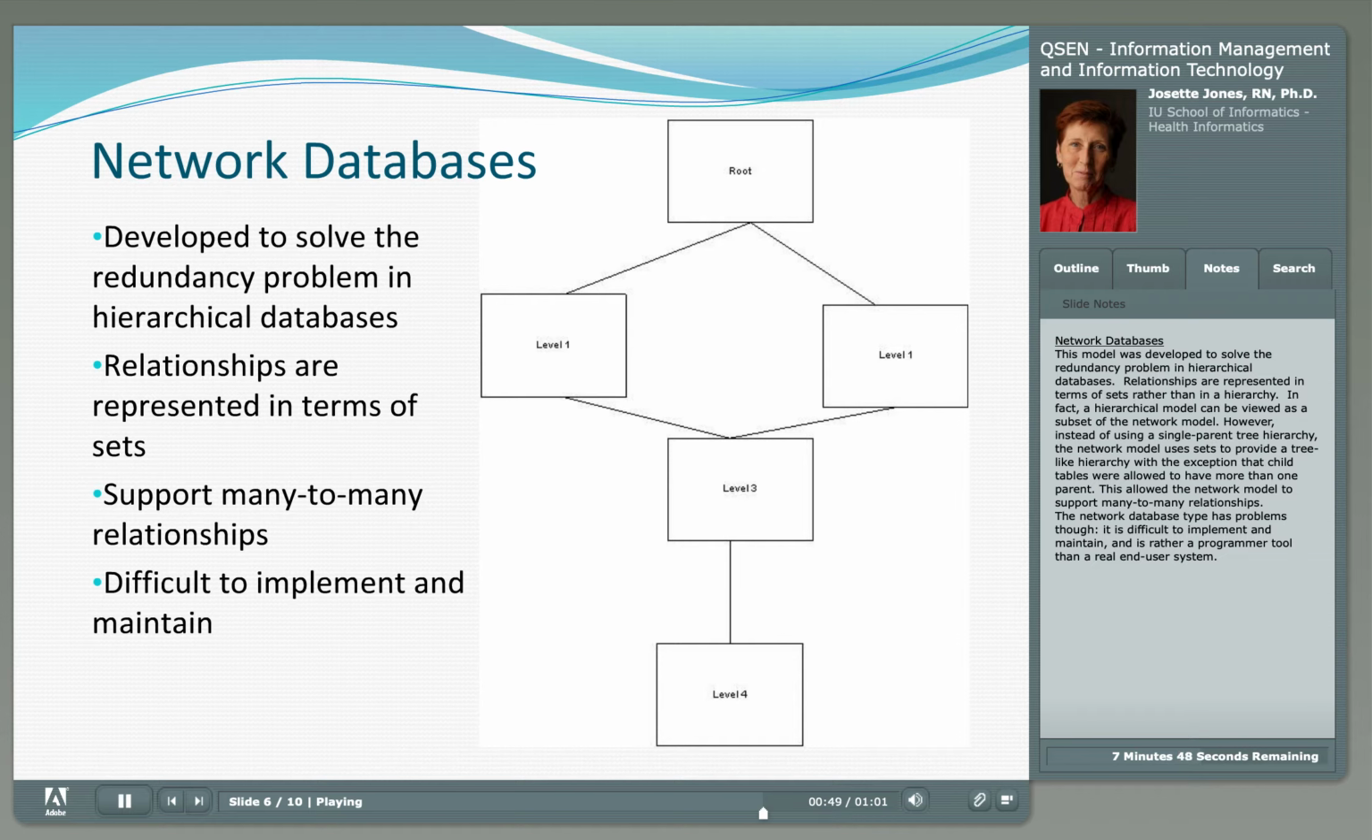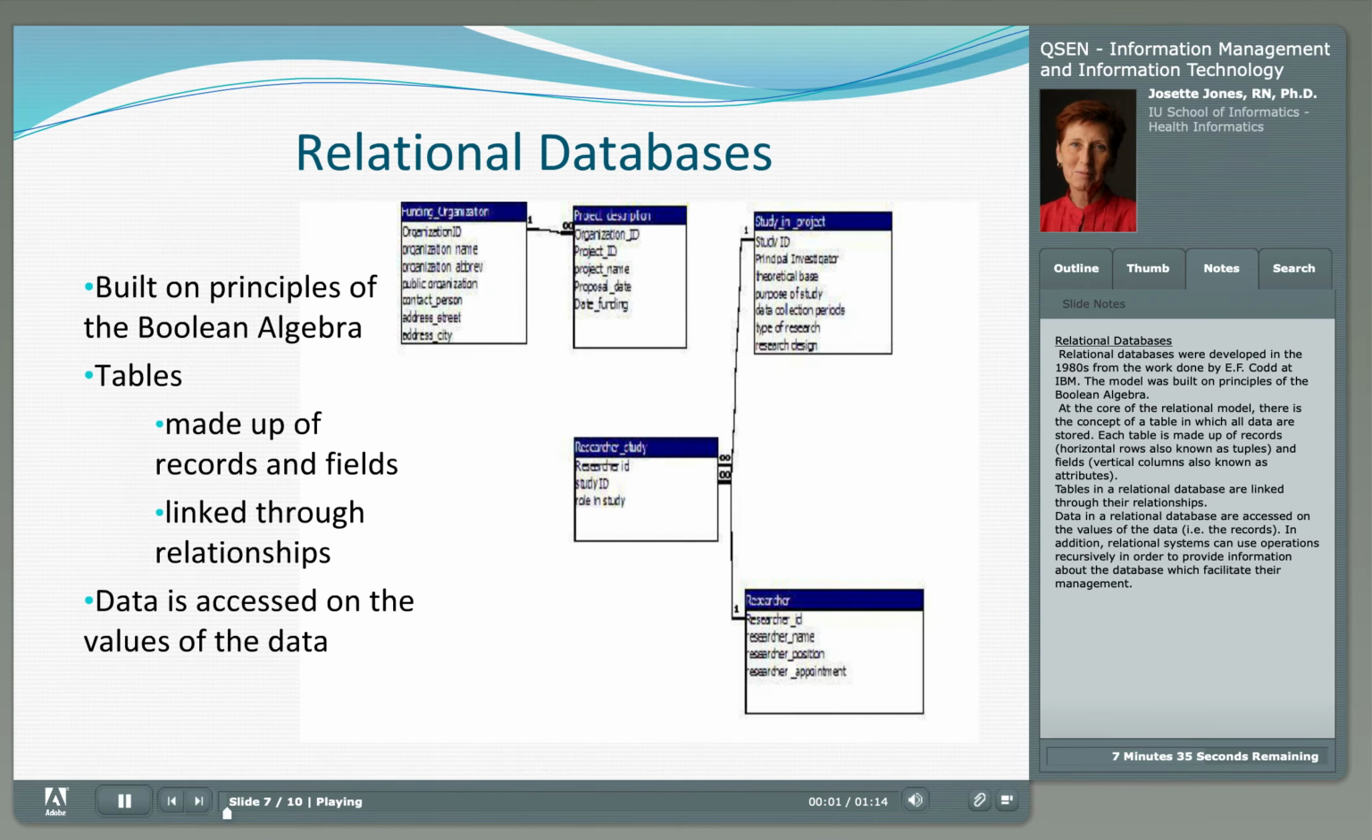The network database type has problems too. It's difficult to implement and maintain, and is rather a programmer tool than a real end-user system. The next type of databases are called relational databases. Relational databases were developed in the 1980s from the work done by Codd at IBM. This model was built on principles of Boolean algebra.